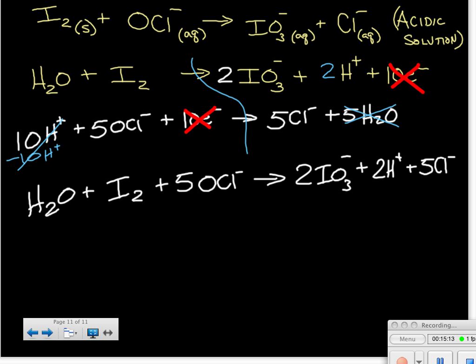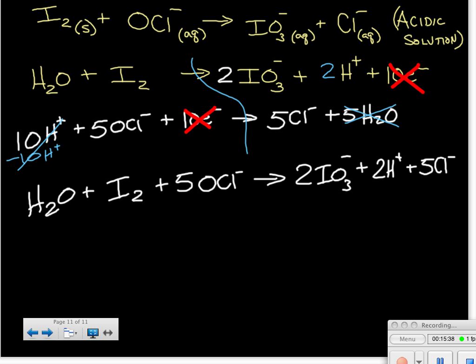And we can double check and make sure that we've got the right amounts of everything. We've got 2 hydrogen atoms before and after. We've got 2 iodines before and after. We've got oxygen. We've got 1 from the water and 5 more from the OCl minus. So we've got 6 oxygen atoms before. We've got 6 oxygen atoms after. We've got 5 chlorines before, 5 chlorines after.